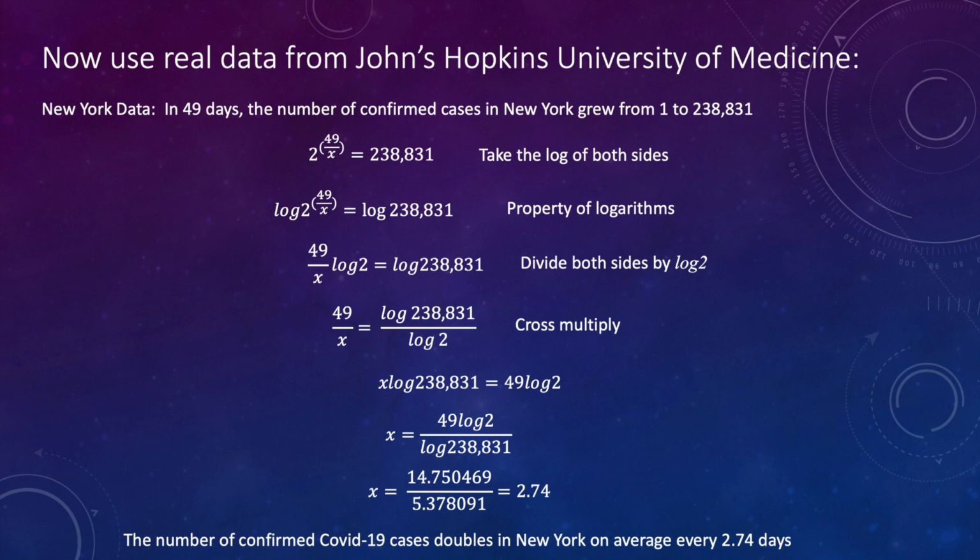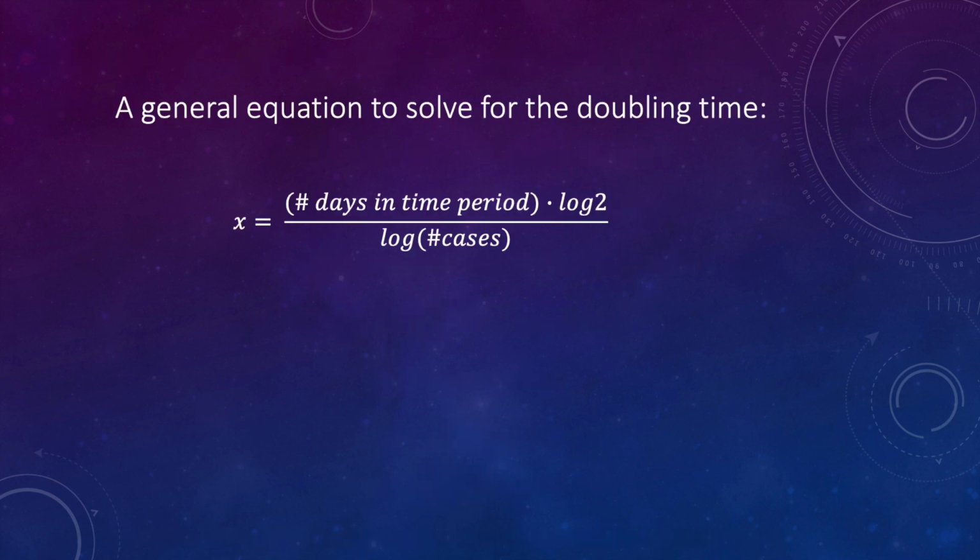So the number of confirmed COVID-19 cases doubles in New York on average every 2.74 days, and that is so fast. So we can actually make a general equation to solve for the doubling time. You can take the number of days in a time period times log 2 and then divide by the log of the total number of cases.